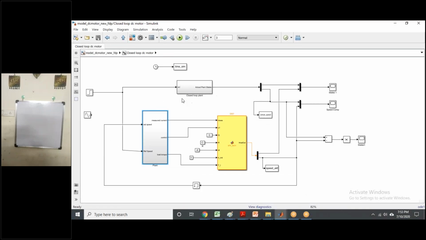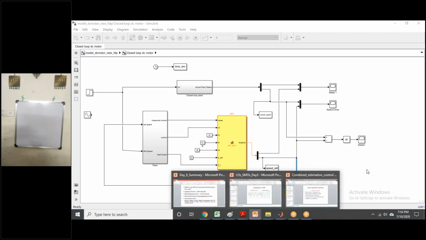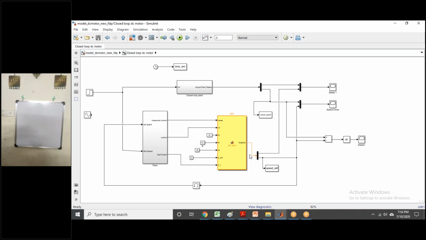So this is the complete plant with full state feedback. That means I assume all the states are available. This is the full state feedback, and here, this is the estimated state feedback. You can see the estimated value is what is going to the plant. So this one is based on full state feedback, and this is for the estimated state feedback, because I want to compare my responses. That's why I have taken this. It's just for the comparison.